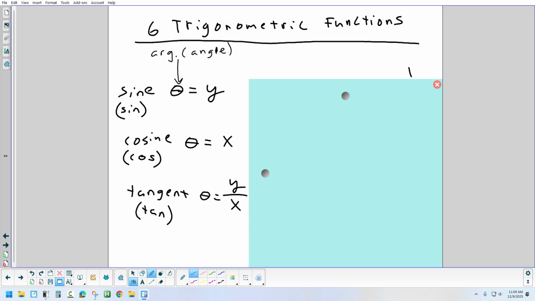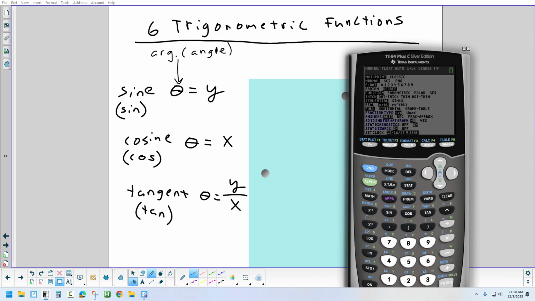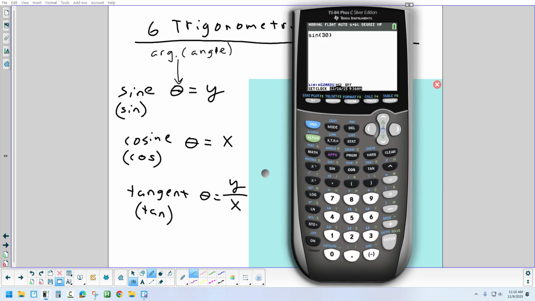Okay, so 6 trig functions. If I ask you for the sine of an angle, you have to find the coordinate that represents that angle, and then I want to know the y value. If I ask you for the cosine of an angle, you need to find the coordinate for the angle and give me the x value. If I ask for the tangent, now you need both. It's the y value divided by the x value. So that's our first 3 trig functions, and we have buttons for those 3 on the calculator: sine, cosine, tangent.